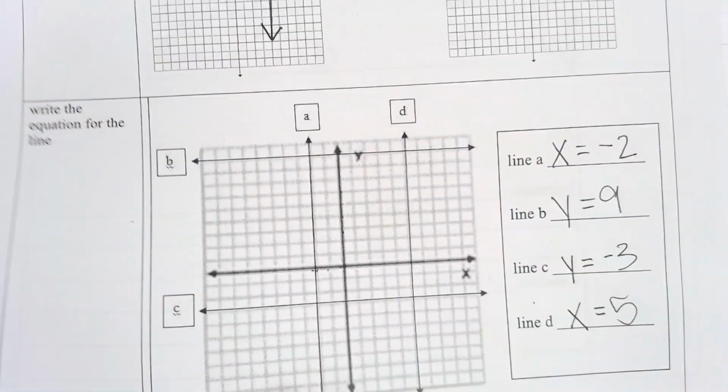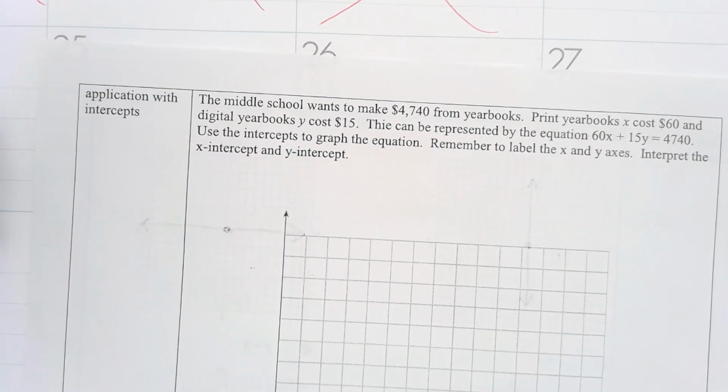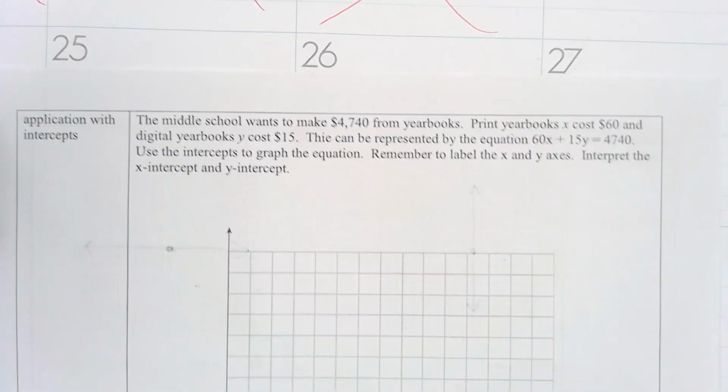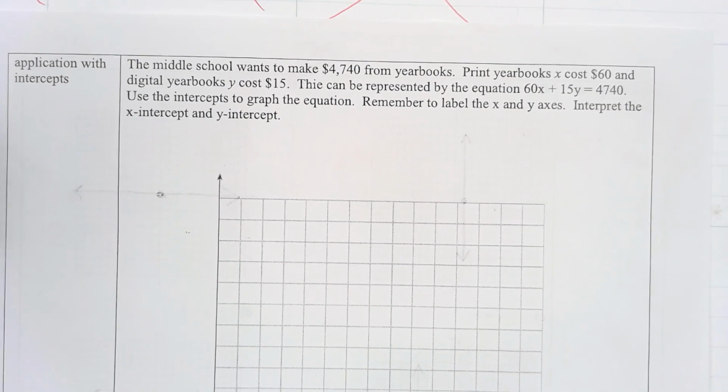Alright guys, moving on to our last problem, and we are using a representation here, so with an application. So the middle school wants to make $4,740 for yearbooks. Print yearbooks X costs $60 and digital yearbooks Y costs $15. This can be represented by the equation 60x plus 15y equals 4,740. Use the intercepts to graph the equation. Remember to label your x and y axes and interpret the x and the y intercept.